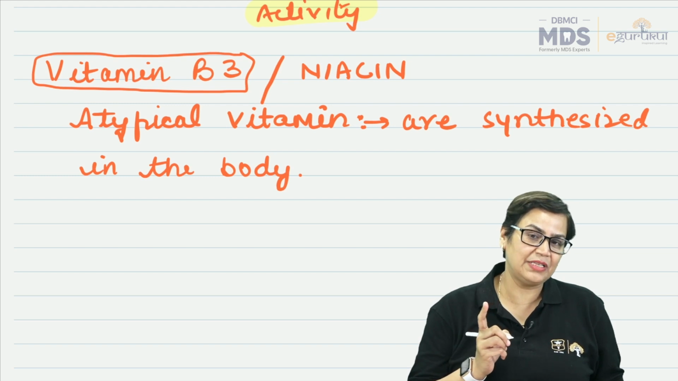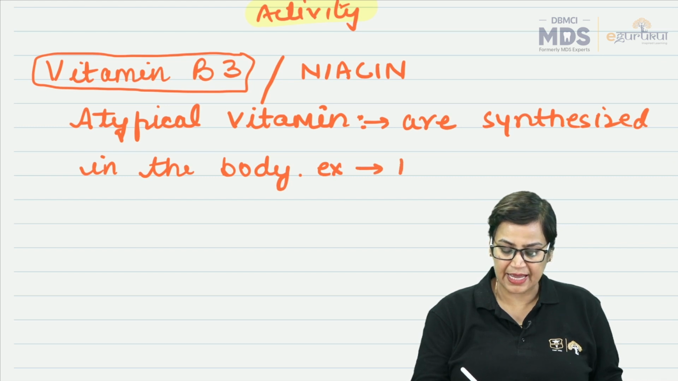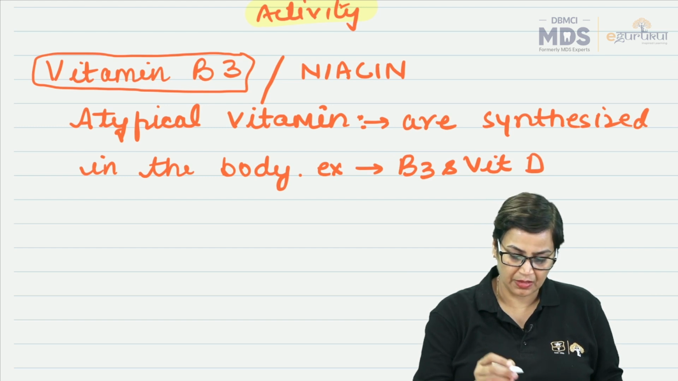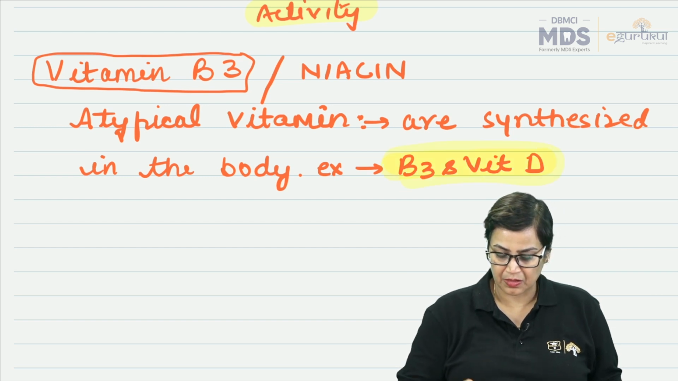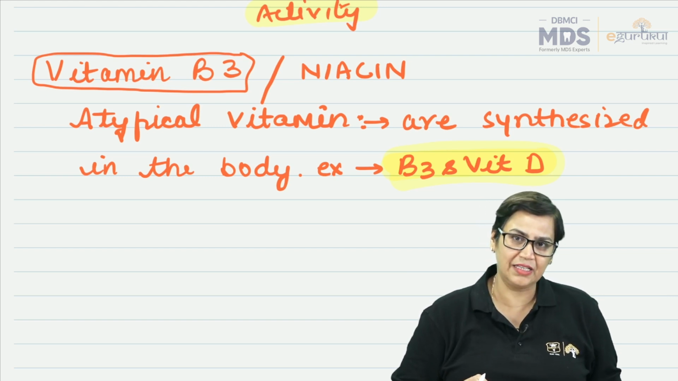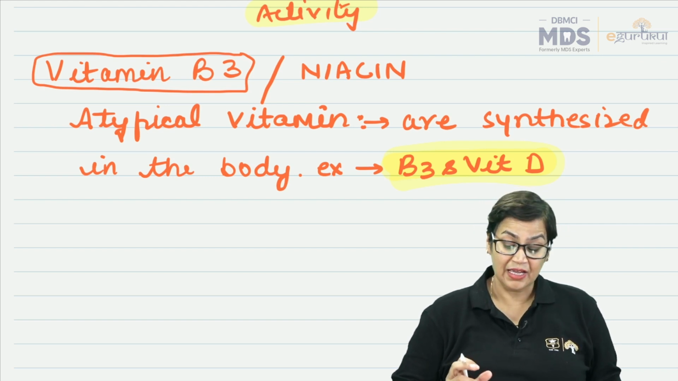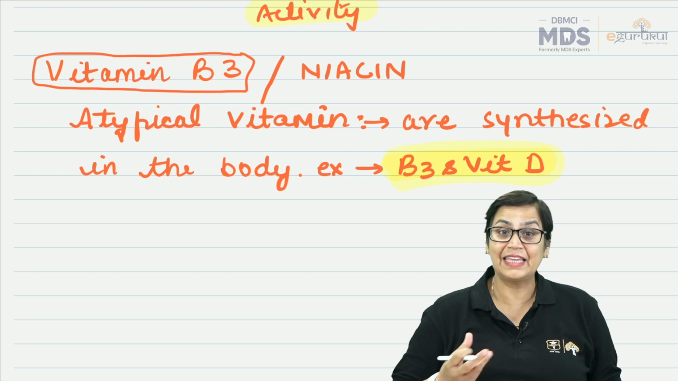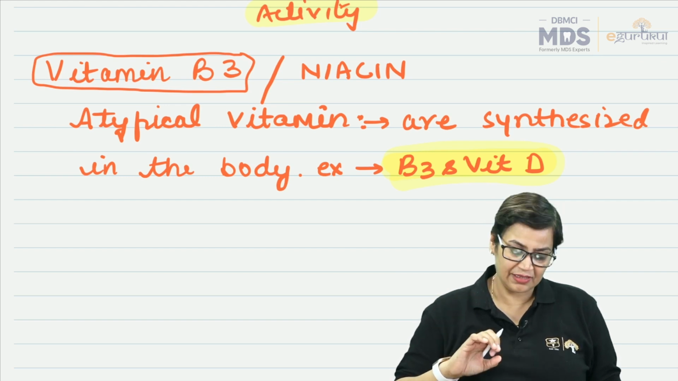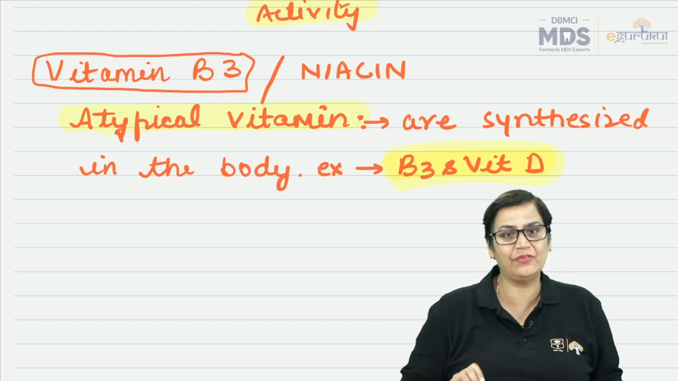There are only two typical atypical vitamins. Examples are niacin and vitamin D. There are other vitamins also which are synthesized by the intestinal bacterial flora, but they do not come under atypical vitamins. Like B12, biotin, and K from the intestinal flora, but they won't come under atypical vitamins. The simple examples of atypical vitamins are B3 and vitamin D.